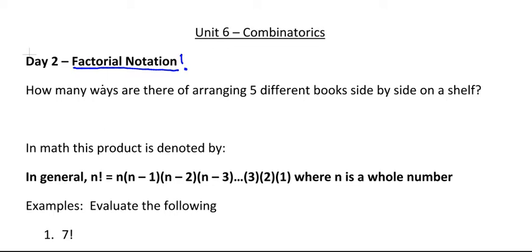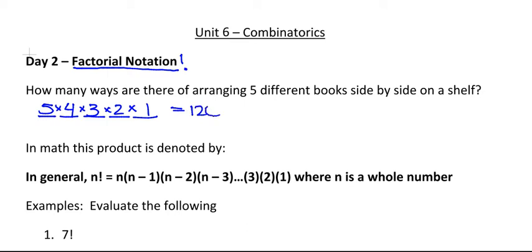So let's treat this as one of those word questions that we were talking about in day 1. If we have 5 different spots to put books on a shelf, we have 5 books that could go in the first spot, 4 in the second, 3 in the third, 2 in the fourth, and that leaves us with only one choice for the last spot. If we evaluate this, we get 120.